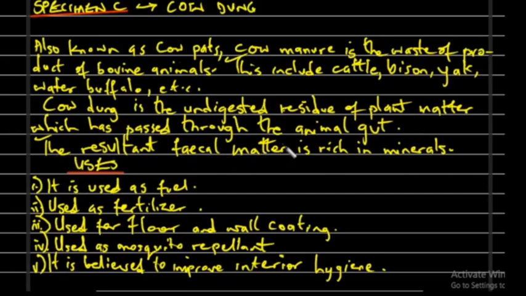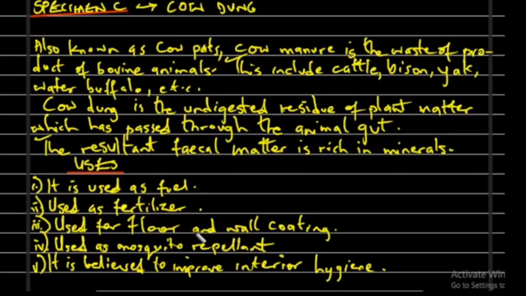The resultant fecal matter is rich in minerals. This particular material that has passed through the cow gut is very, very rich in minerals, and these are the major uses of cow dung. It is used as fuel, and it is used as fertilizer when it is applied to our plants. It can be used as fuel to generate energy.